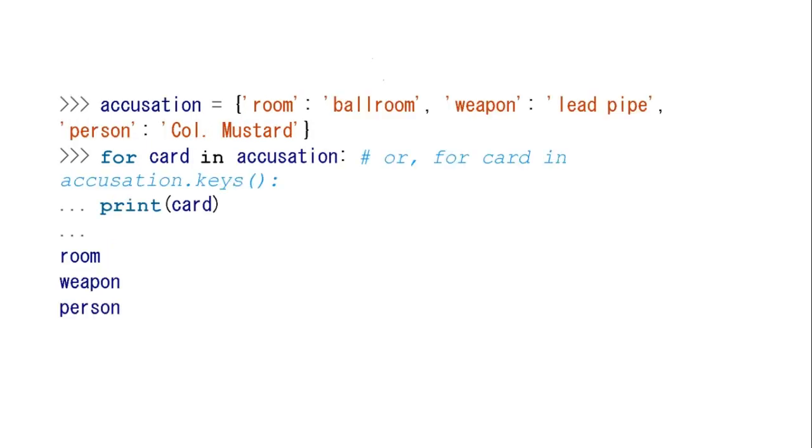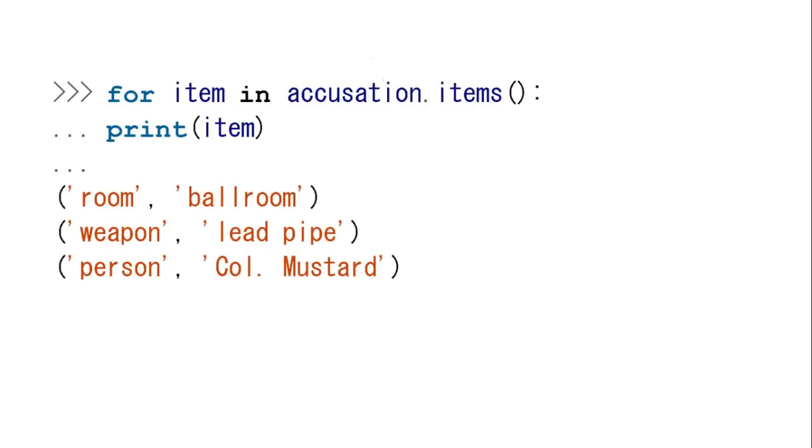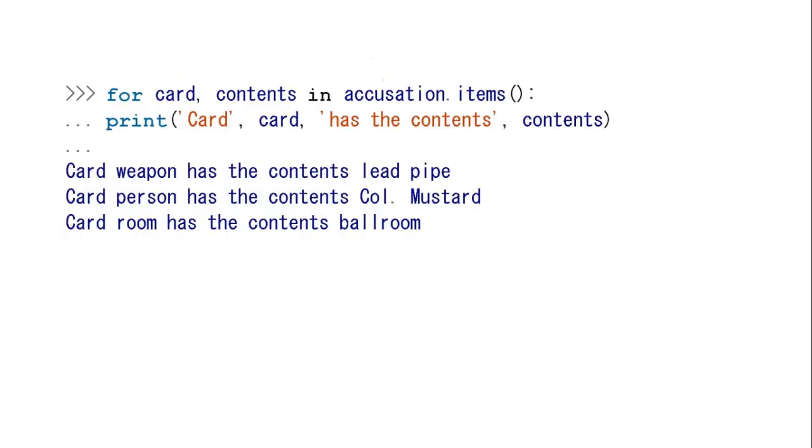in the board game Clue. To iterate over the values rather than the keys, you use the dictionary values function. To return both the key and value in a tuple, you can use the items function. Remember that you can assign to a tuple in one step. For each tuple returned by items, assign the first value to card, the second to contents.